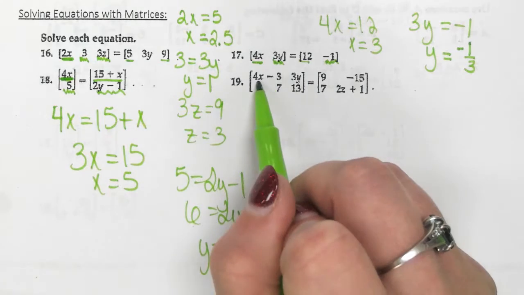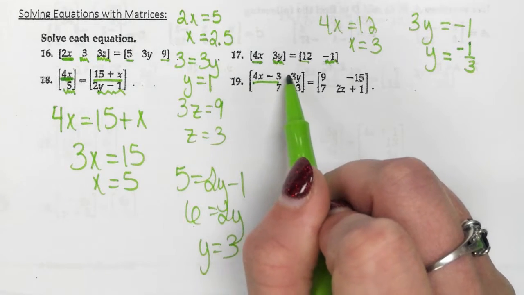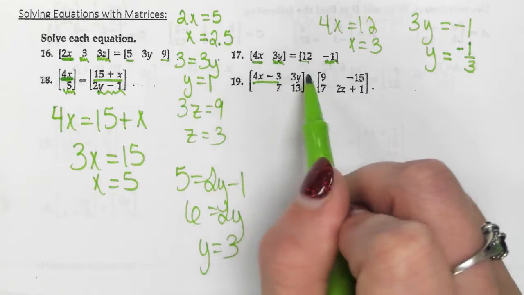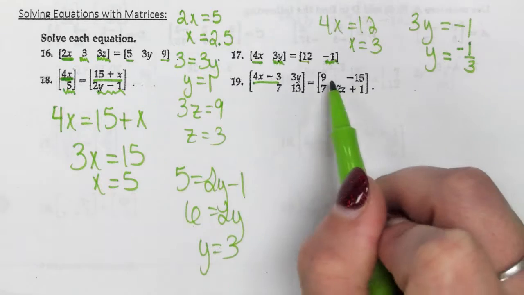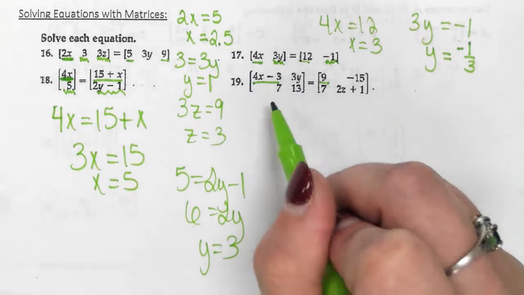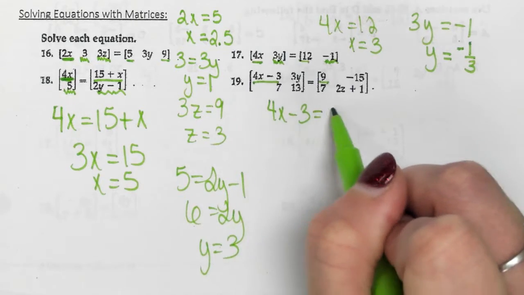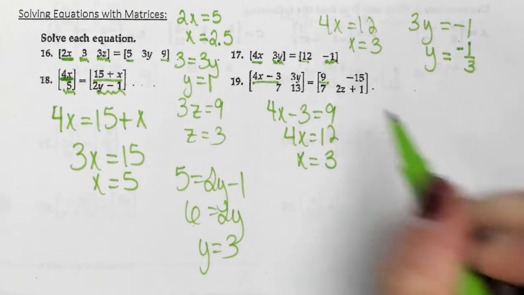All right, last one. Here we go. 4x minus 3. Do you see how there's a big gap between the 4x minus 3 and the 3y? Those are not together. So the 4x minus 3 is together. And what's it pair up with? The 9, because they're both on the first row in the first column, okay? Add the 3 over and you get 12. Divide and you get perfect.